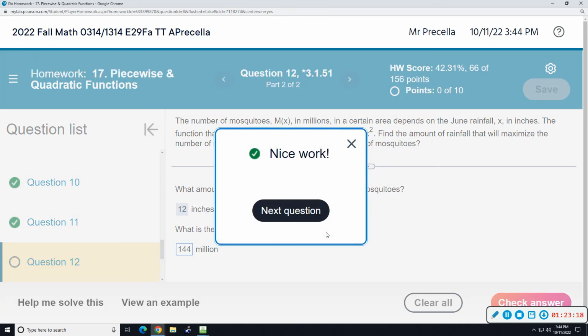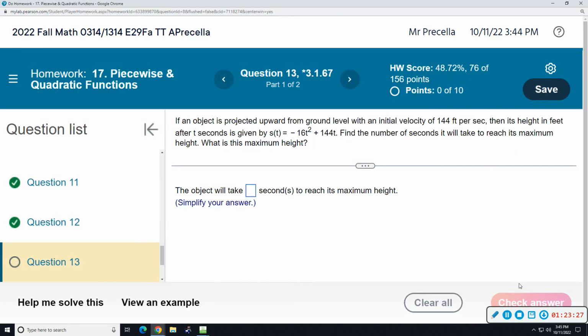So with these word problems, if you just do minus b over 2a and then plug it in, that should get you the answer. Let's try this last one. If an object is projected upward from ground level with an initial velocity of 144 feet per second, then its height in feet after t seconds is given by s of t equals negative 16t squared plus 144t. Find the number of seconds it will take to reach its maximum height. And what is that maximum height?